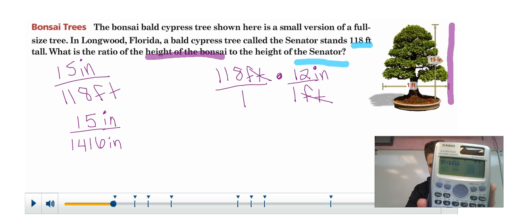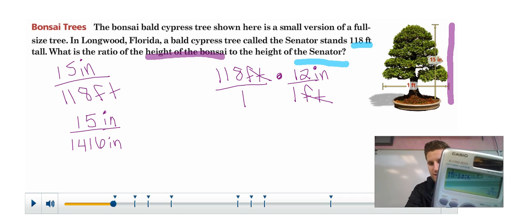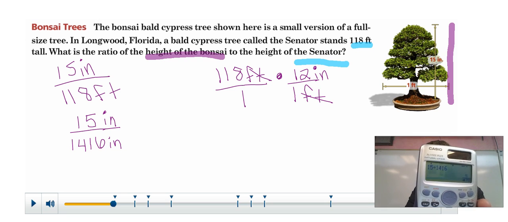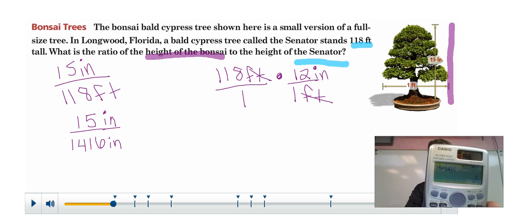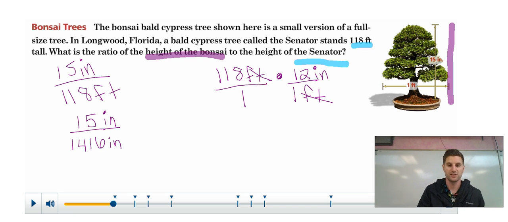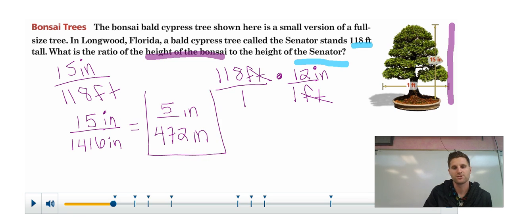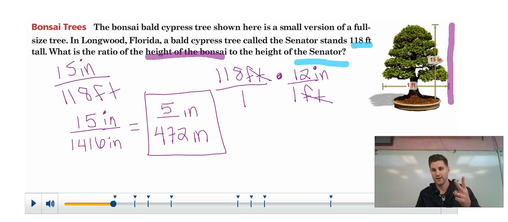So there we go, 15 divided by 14 over 16, hit enter, and we can actually reduce that to 5 over 472. I was actually going to assume that because 15 looks like it's definitely divisible by 3, and 1,416, I was thinking, was divisible by 3 as well. So we can reduce this to 5 over 472 inches. Again, they're in the same units, and we also simplified. So ratios: same unit, and simplified.